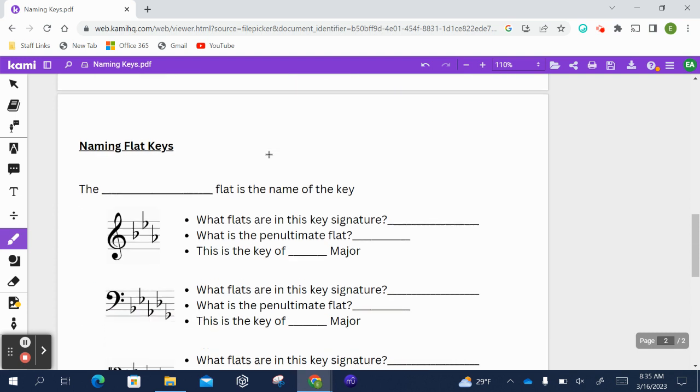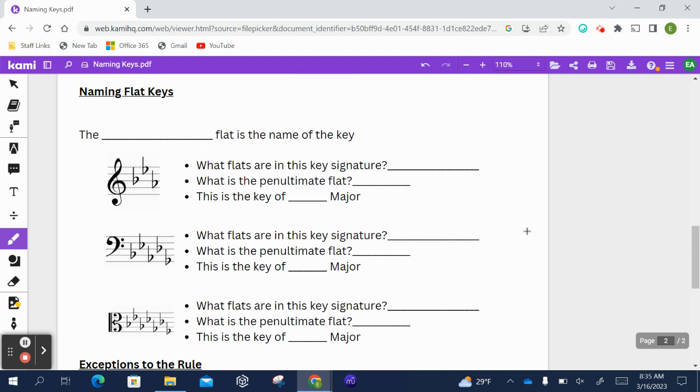Let's take a look at flat keys. The blank flat is the name of the key. I'm going to give you a big word here. This is a great SAT word. You'll see in a minute it doesn't mean anything crazy, but it's a good word to know. The penultimate. The penultimate flat is the name of the key. Penultimate is another way of saying second to last. So the second to last flat is the name of the key.